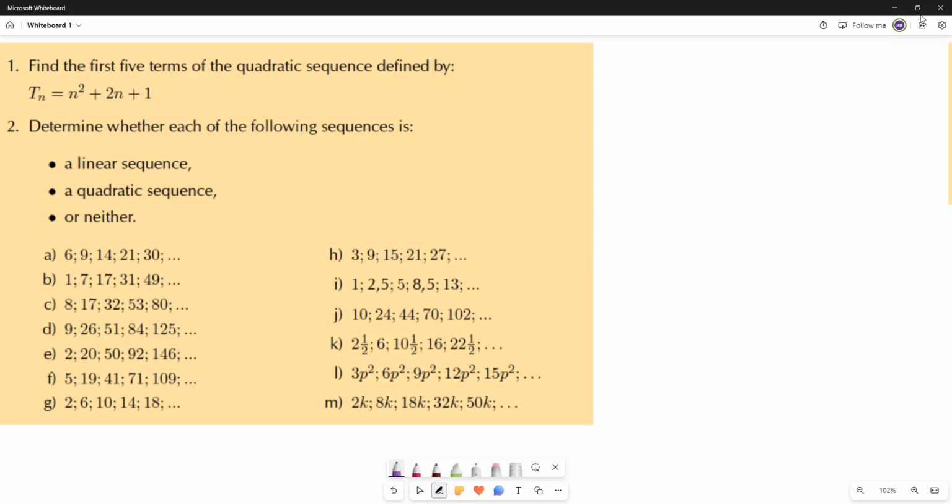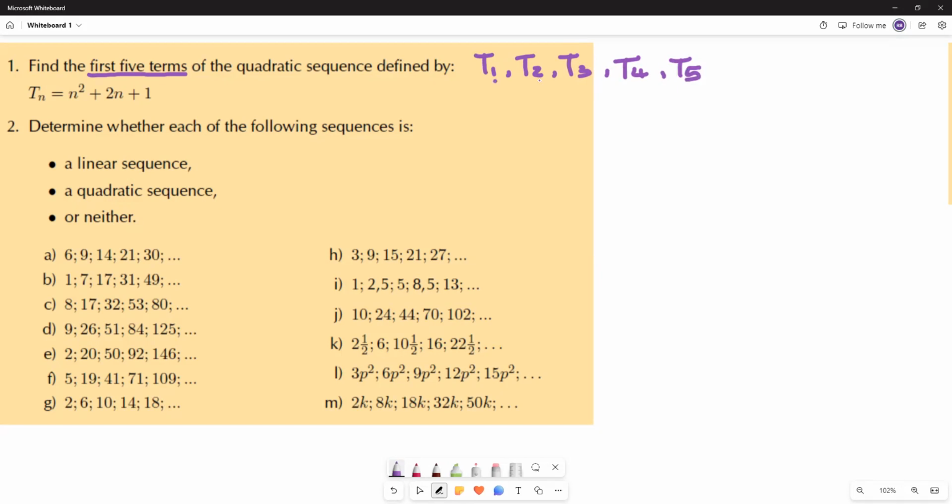In this video, we're going to be looking at the first 5 terms of the quadratic sequence defined by Tn equals n squared plus 2n plus 1. So they want us to find the first 5 terms, okay? It means they need term 1, term 2, term 3, term 4, and term 5, right? Those are the first 5 terms.